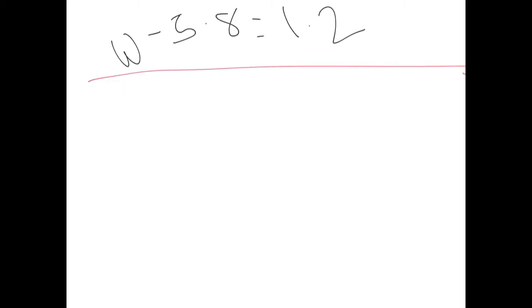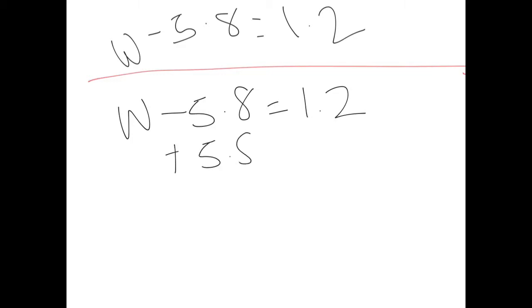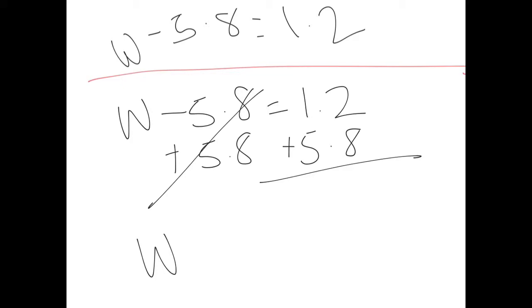First, you have to rewrite your problem. And to undo subtraction, you have to add. So you add 5.8 to each side. Then this cancels itself out. So you're left with W. So then you just add over here. And then, so 2 plus 8 is 10. And then 5 plus 1 is 7. So W equals 7.0.